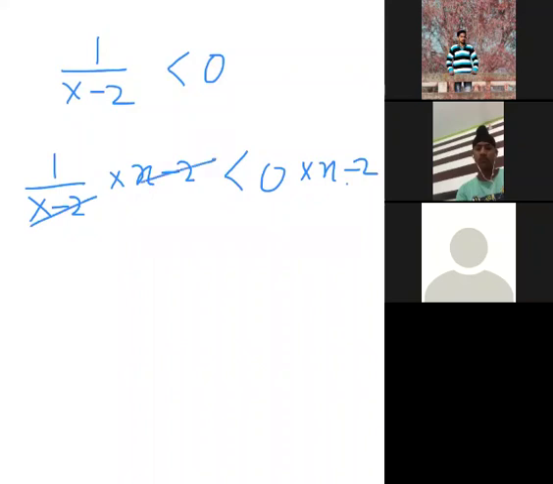So we cannot think about this situation. 0 cannot be greater than 1. It means we are doing something wrong. That's why we cannot go with this situation. So if we cannot go with this situation, this is a wrong step.